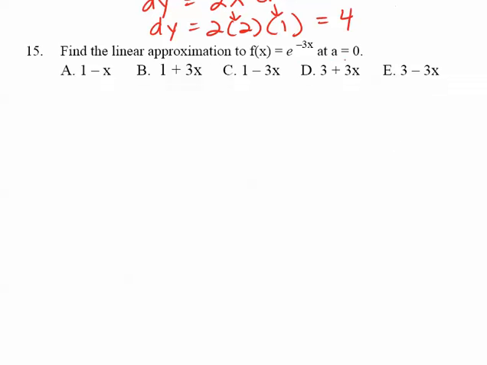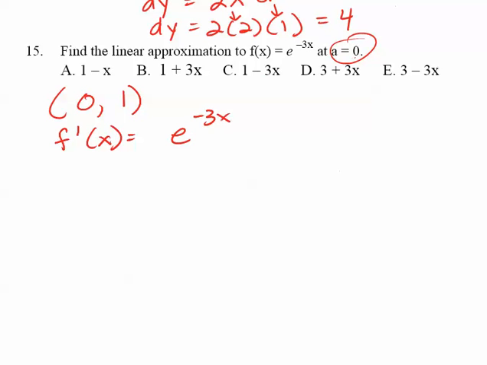Another linear approximation. So what do we know? Well, think about this graph. E to the 0 power is 1. So our easy point of tangency is when x is equal to 0, we'll get 1 for y. Our derivative, the derivative of e to a glob is e to a glob.